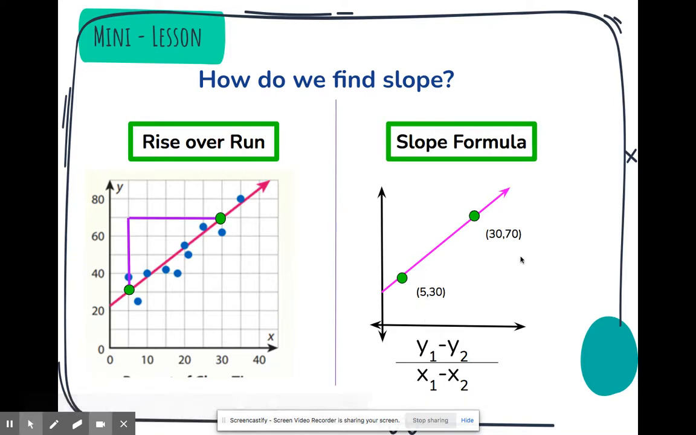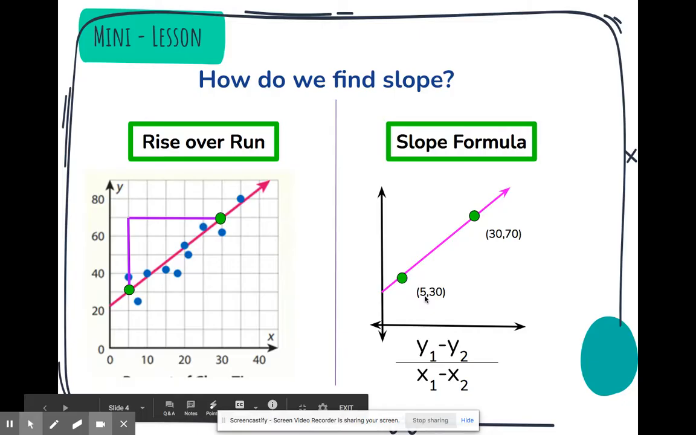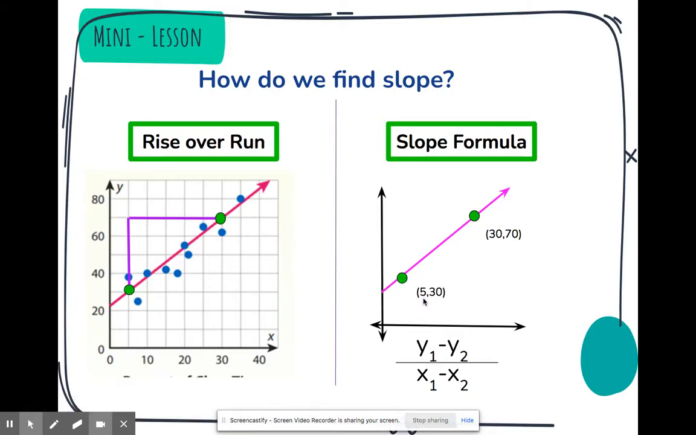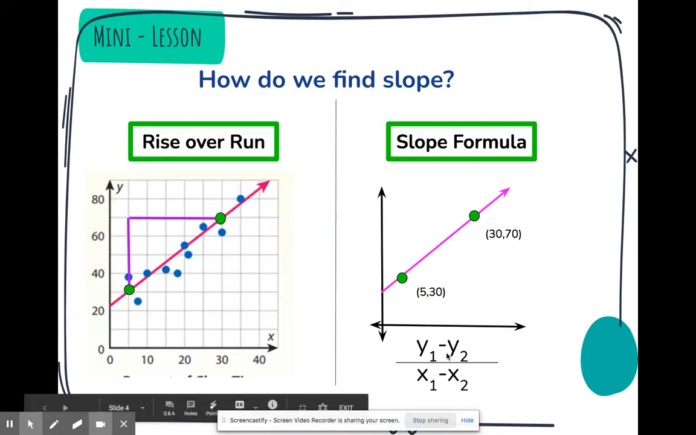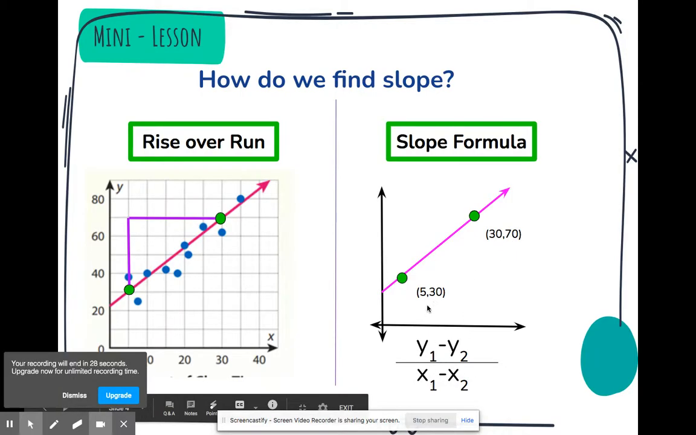In the slope formula, you always need 2 points. This 5 right here, for our first point, our farthest left point, will be our x1. This 30 right here would be our y1. Notice how our x1 and y1 are in the same point. Our second point, this 30 here would be our x2, and this 70 would be our y2. So all we would do is replace our variables with the corresponding values and solve. 30 goes to y1, so 30 minus 70, because that's our y2, and you would get your answer. x1 would be 5 minus our x2, which is 30, and you would solve that and get your answer. All right, if you have any questions off of that, please let me know.